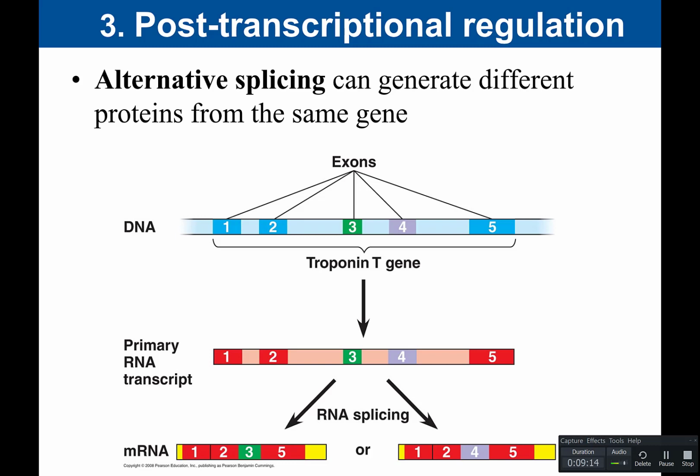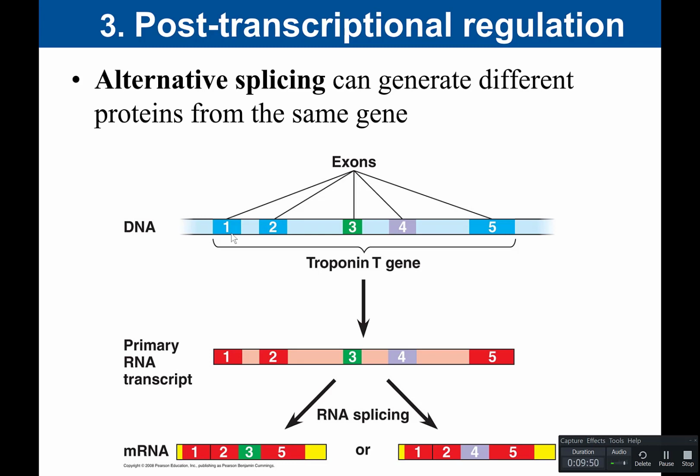Meaning that we're regulating it after the RNA has already been produced. So what we have in terms of our post-transcriptional regulation is a phenomenon called alternative splicing. And this can generate different proteins from the same gene. So when you look at the DNA sequence, it's going to have exons and introns. And so the exons are numbered. So in this particular gene, the troponin T gene, there are 5 exons or 5 coding sequences.